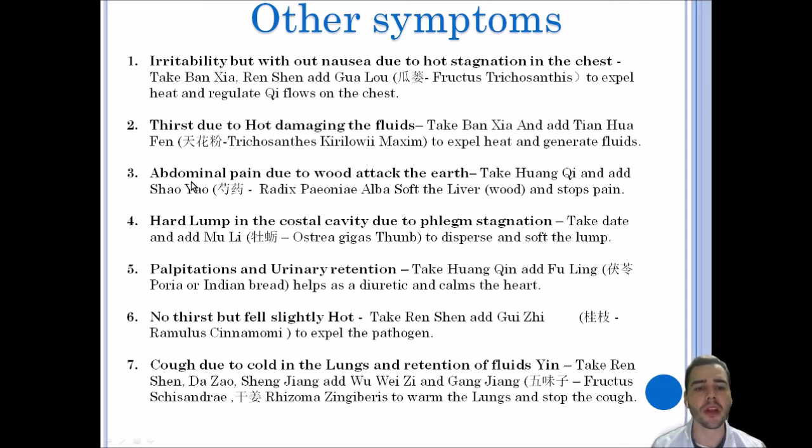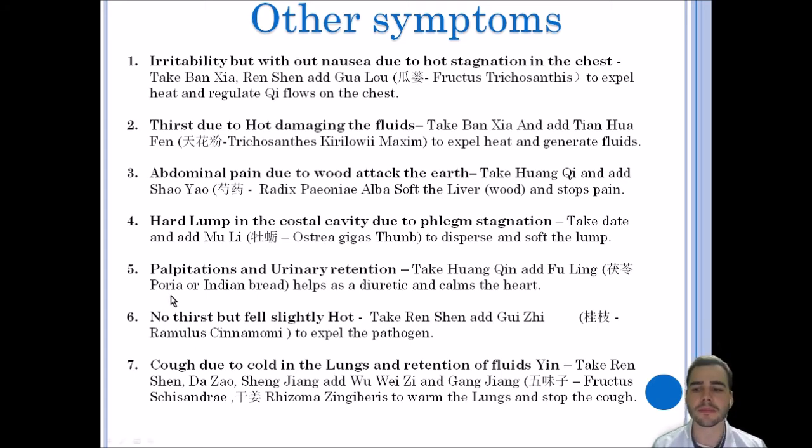okay? Also, if you present abdominal pain, we talk about it like the 5 elements, wood attacking the earth, we are going to use Shaoyao, okay? Shaoyao helps to soothe the liver, and it stops pain. If you have a hard lump, we can use Muli, okay? In terms of palpitations or urinary retention, we are going to use Fuling, or Indian bread. It is really good as a diuretic and also helps with any symptoms related to the heart, like palpitations or discomfort in the heart or things like that.